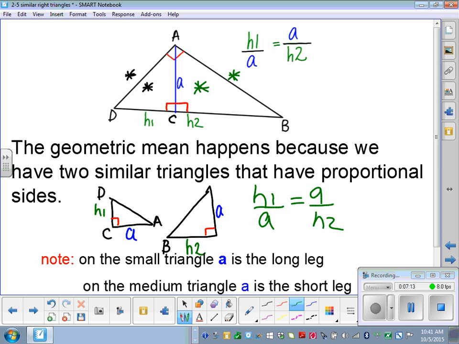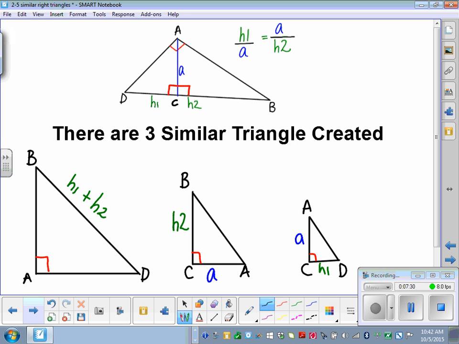Okay. Now, if you understand that little trick I taught you, just looking in the pattern of a triangle, it's almost easier. H1 over A is equal to A over H2. That's almost easier, but I just wanted to show you why. It's because we have similar triangles. All right. Now, I understand that that's a little bit fuzzy still. It's going to get better.